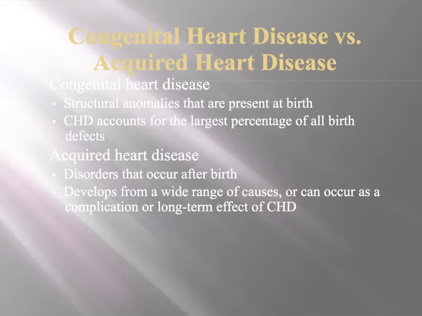So, breaking down congenital heart disease versus acquired heart disease. Hopefully you guys know this, but just in case. Congenital heart defects are structural anomalies that are present at birth. Okay. About 8 in 1,000 live births have some sort of CHD or congenital heart disease. These are those chromosomal defects. Okay, so Down syndrome, Turner syndrome, trisomy 13, trisomy 18, Williams syndrome, Prader-Willi syndrome, Cri-du-chat syndrome. You may have heard of a few of these.